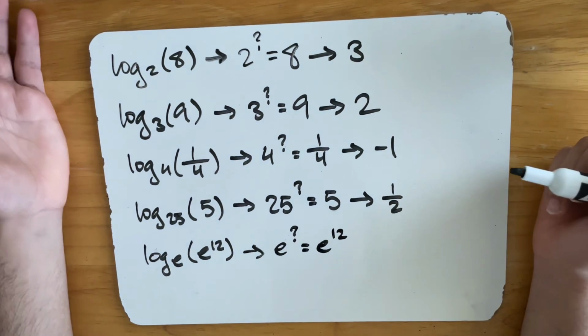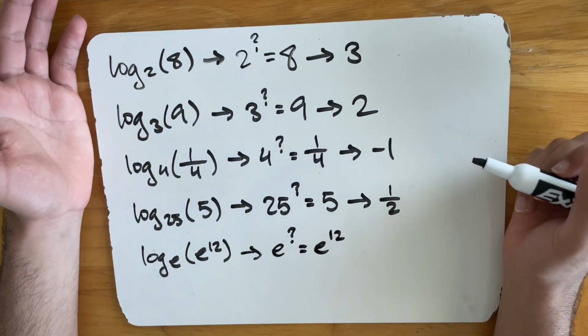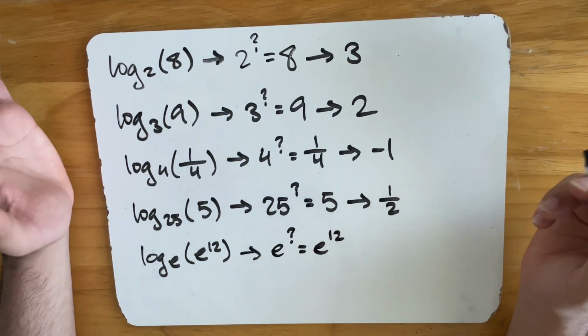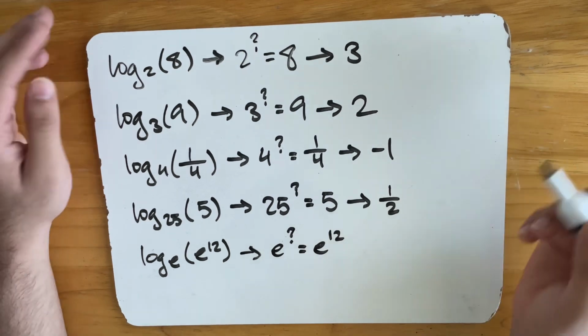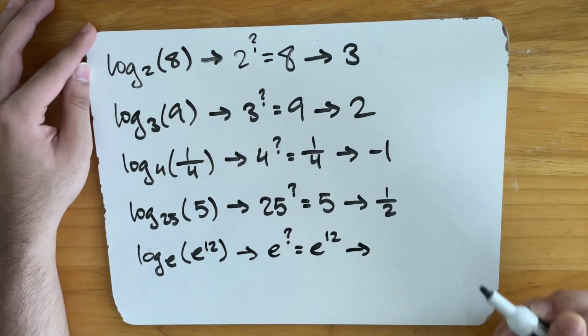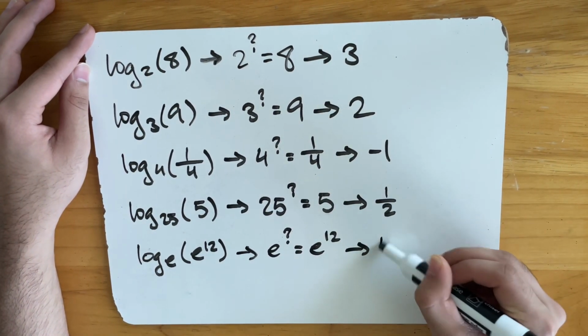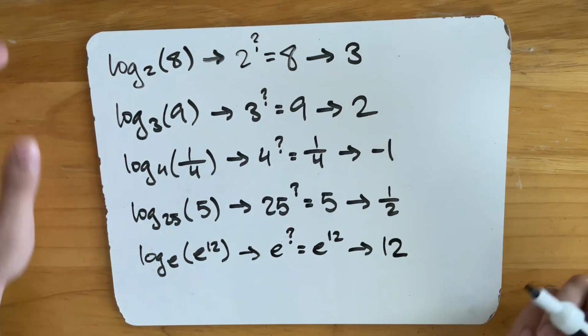So you might be looking at this and thinking, e raised to what power is equal to e to the 12th? I don't know, maybe 12. e to the 12th seems to be equal to e to the 12th, right? So the answer is 12.